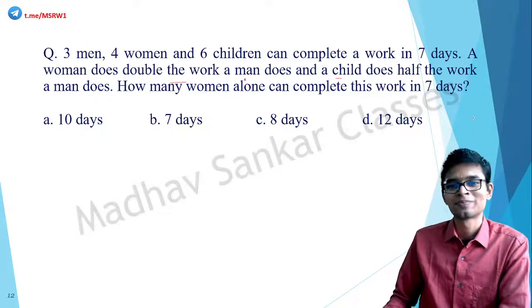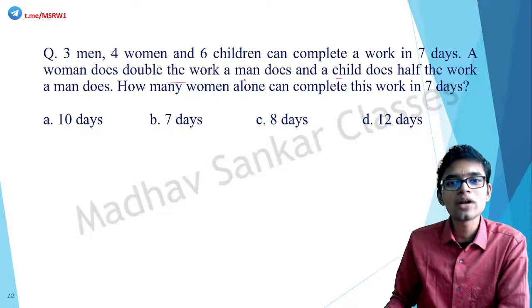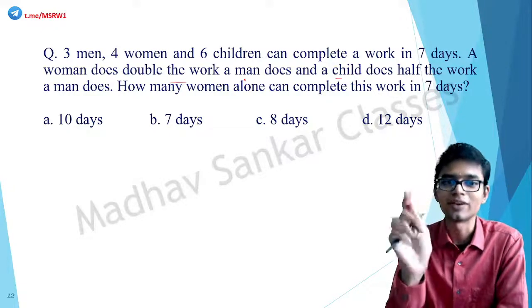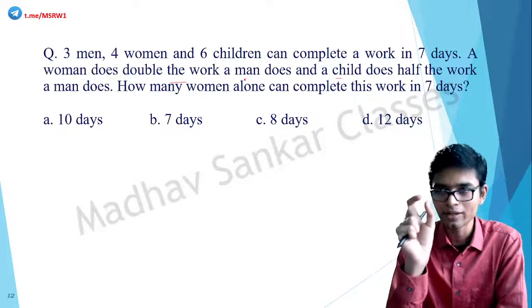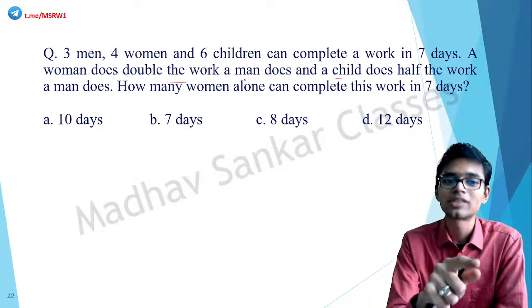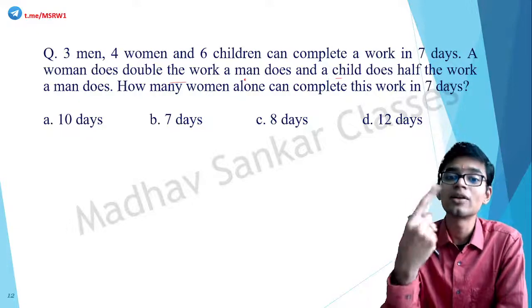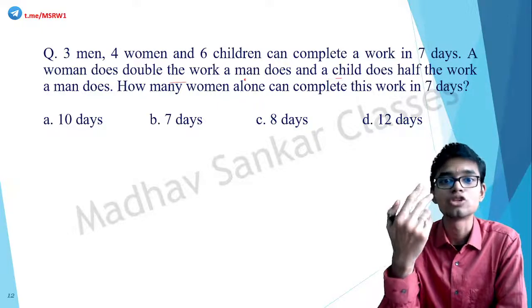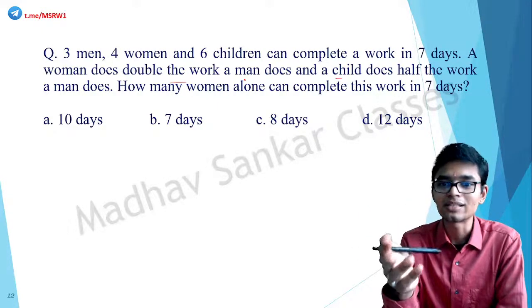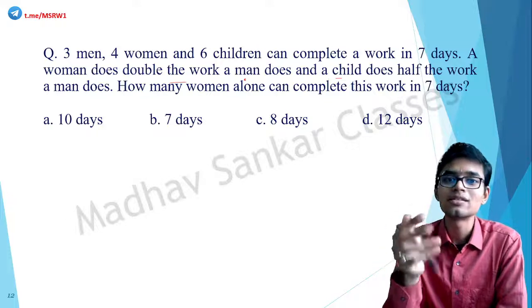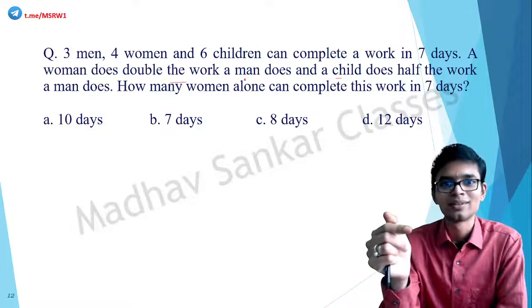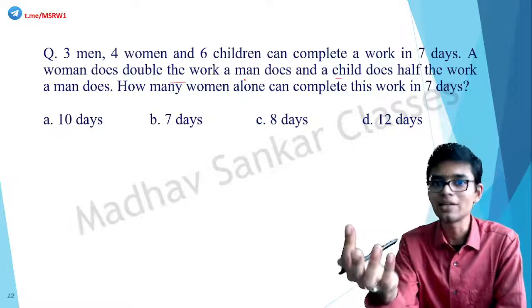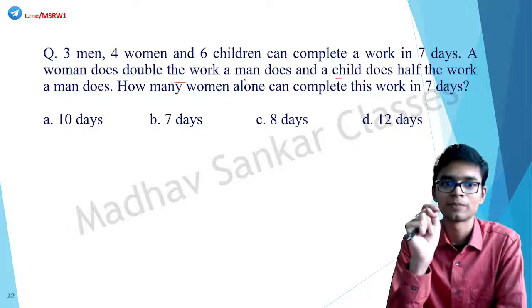That is the question. Okay, so here we do not have to take 3 variables. Why? Because the relationship between these variables is given. Relationship between man, woman, and children is given. Look at the second statement. A woman does double the work of a man. So if we take the work of a man as X, then the woman's work will be 2 into X. Similarly, a child does half the work of a man, which means the child's work will be X by 2. Got it? So because that relationship is there, we do not have to go for 3 variables. Instead, we can do it with 1 variable itself.